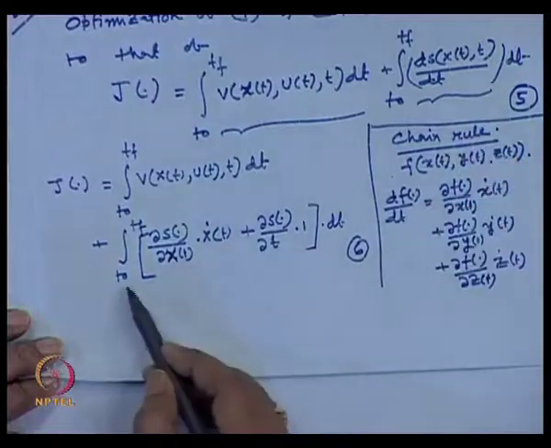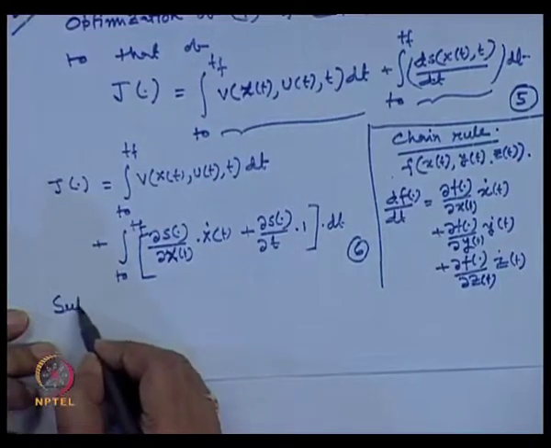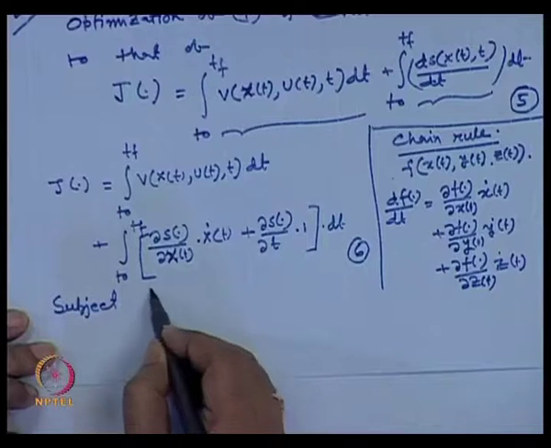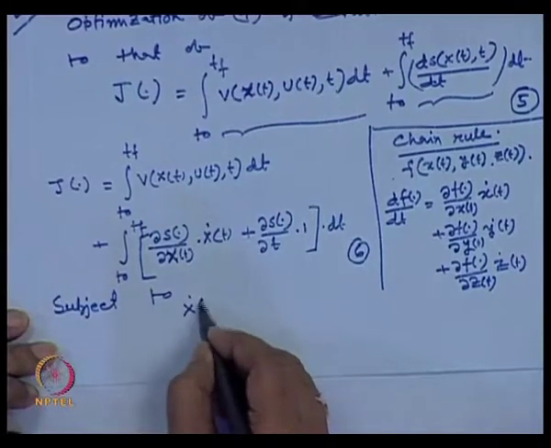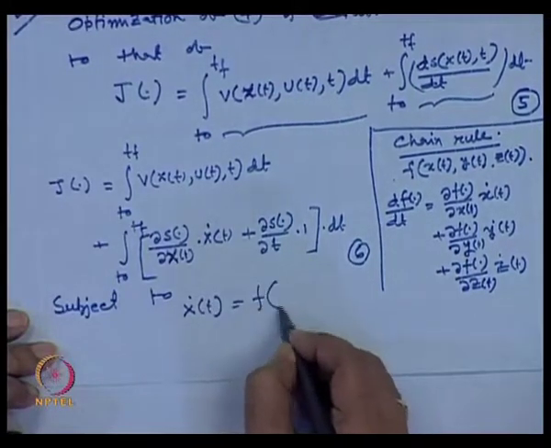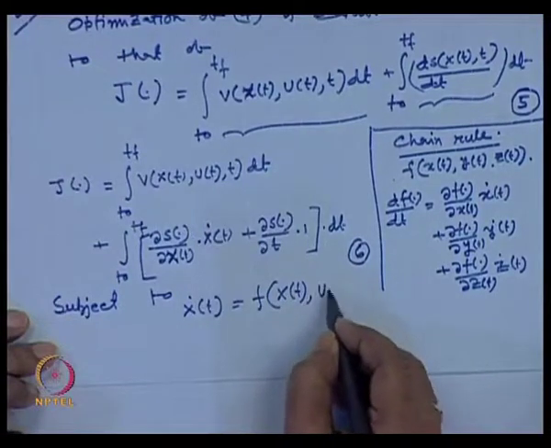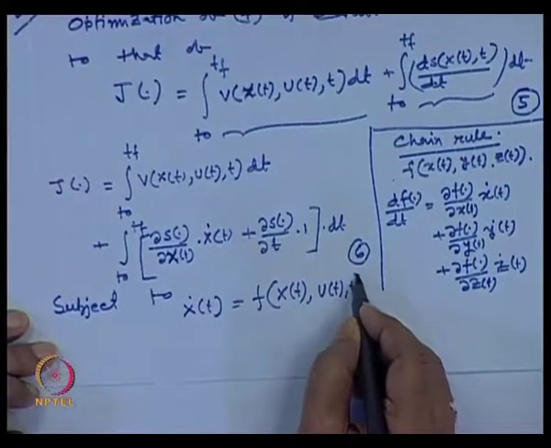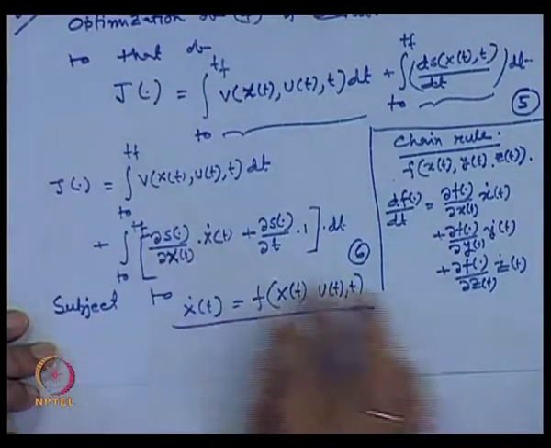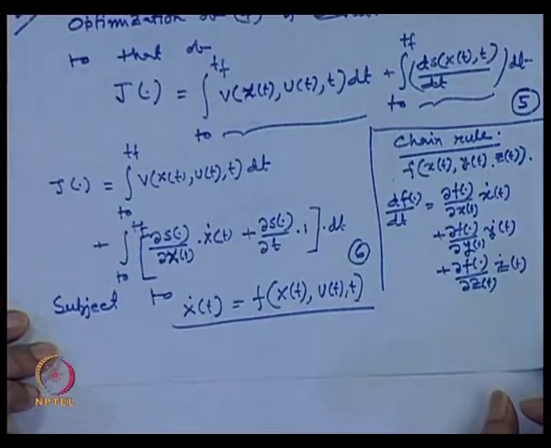Agree? So, it is equivalent to say the optimization of objective function 4 is equivalent to optimization of objective function 5, subject to the same constraint, x dot is equal to f of x(t), u(t), t. So, this equation, by using chain rule we have written, subject to our same constraint, x dot of t is equal to f of x(t), u(t), t. So, this is what is called a constrained optimization problem.